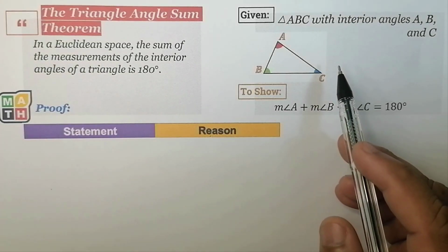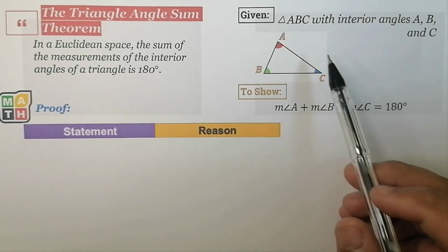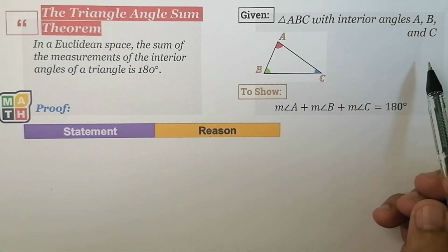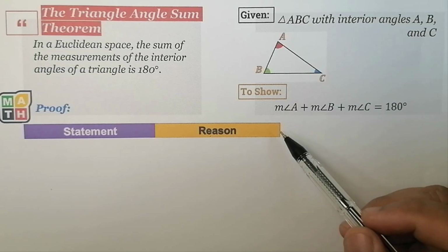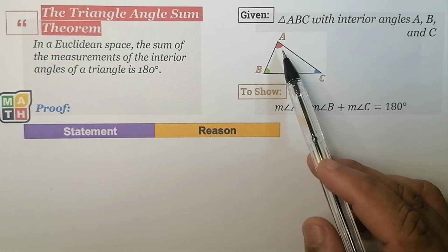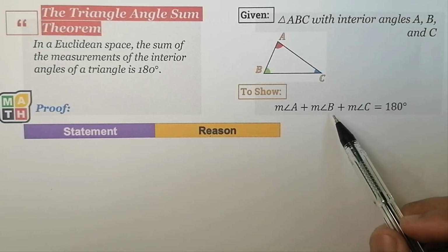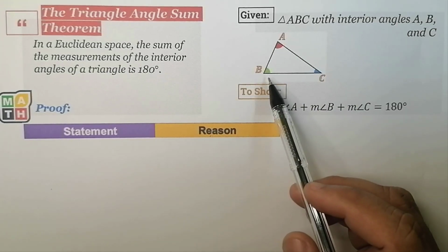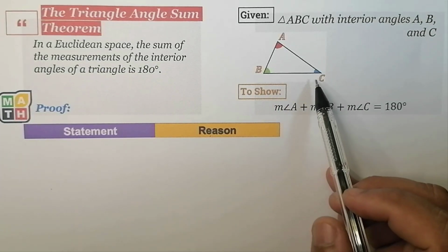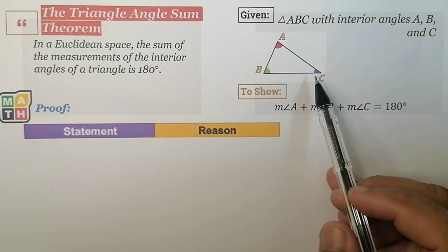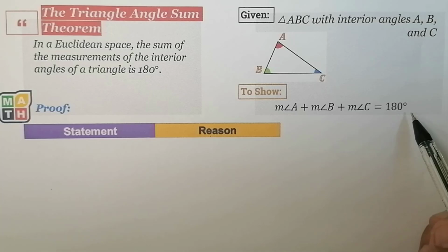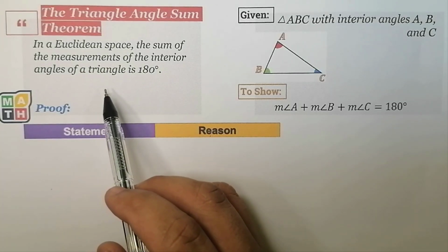We need to show it by using this given figure here. I have here triangle ABC with interior angles A, B, and C. With this, we need to show that the measurement of angle A, which corresponds to the red colored angle here, plus the measurement of angle B, which corresponds to the green colored interior angle here, and the measurement of angle C for the blue colored interior angle here, if we sum them up, must be equal to 180 degrees as claimed by this theorem.